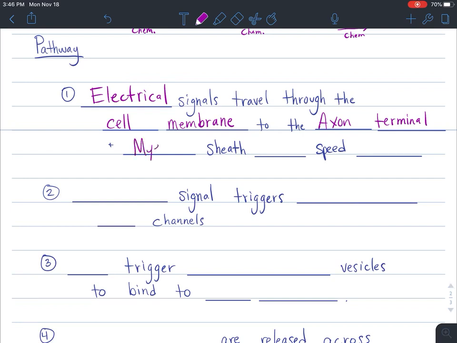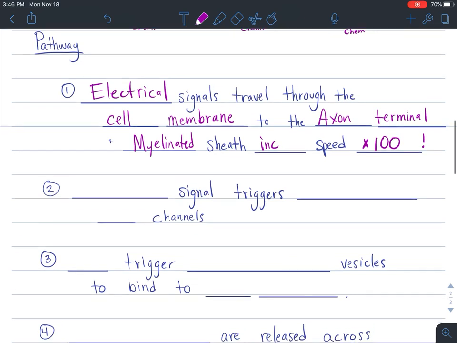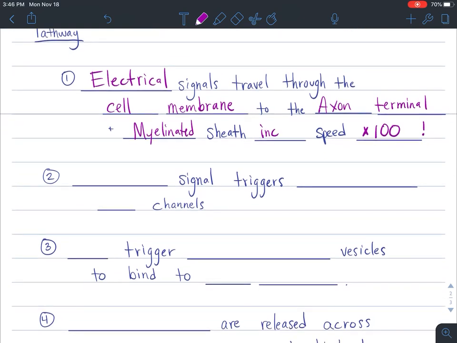Now remember that if we have a myelin sheath, it's going to increase the speed of that electrical signal traveling through the cell membrane by up to 100 times. That is crazy. Adding some fat to our axons increases the speed by 100. Wow. Okay, the electrical signal arrives at the axon terminal.